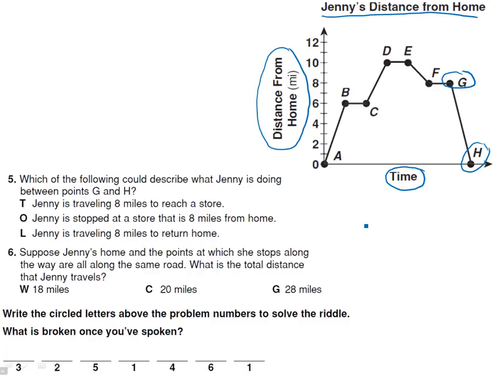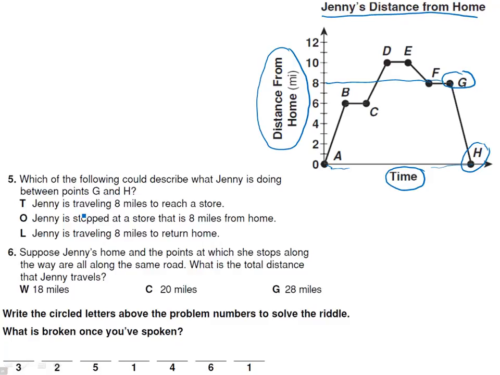So at point G, she is 8 miles from home, and at point H, she is at 0 miles from home. So she must be traveling towards her house, and at point G she's 8 miles away, and she travels towards her house until she gets to point H, which is at her house. So let's see which one of these answer choices matches that.